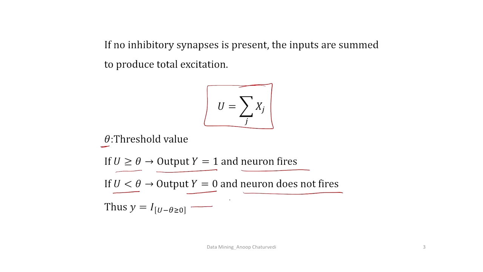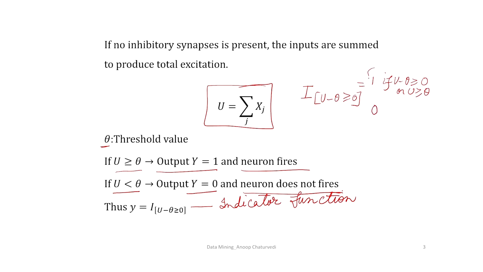This I is an indicator function. We define this indicator function as I(u minus theta greater than or equal to 0) equal to 1 if u minus theta is greater than or equal to 0, or u is greater than or equal to theta, and it takes value 0 otherwise, that is when u is less than theta.